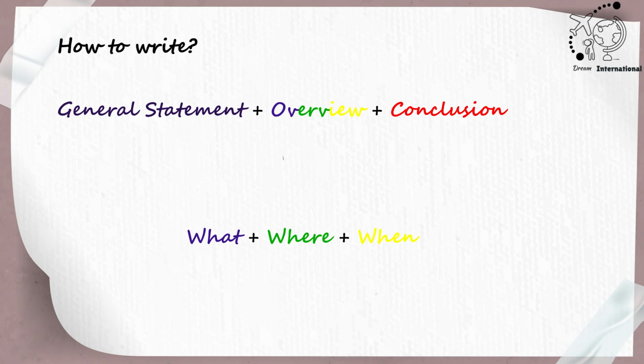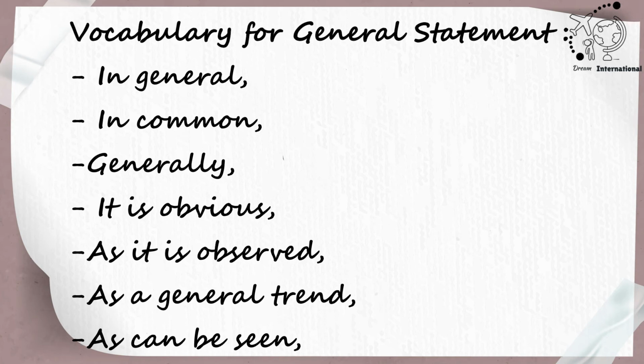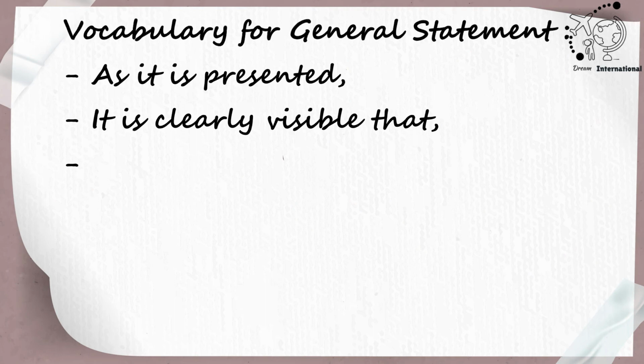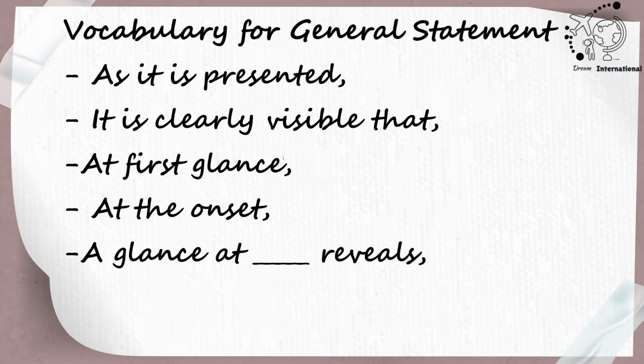Now let's have a look at the vocabulary for general statement, which is of supreme importance for the beginners. So first of all: in general, in common, generally, it is obvious, as it is observed, as a general trend, as can be seen, as it is presented, it is clearly visible that, at first glance, at the onset, a glance at the table, graph, map reveals. So this is the vocabulary that you should start with. Introduction जिसके साथ हम start करेंगे, इनमें से आप कोई भी एक phrase अपना choose कर सकते हो.